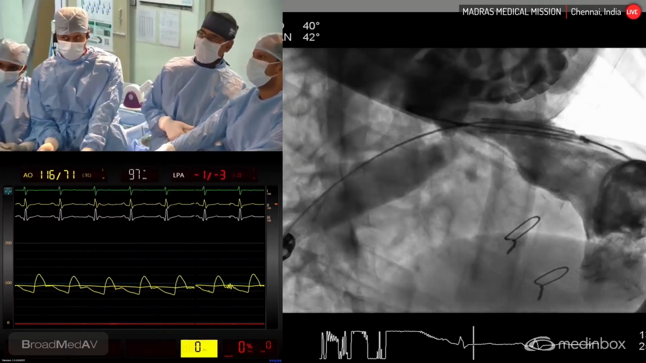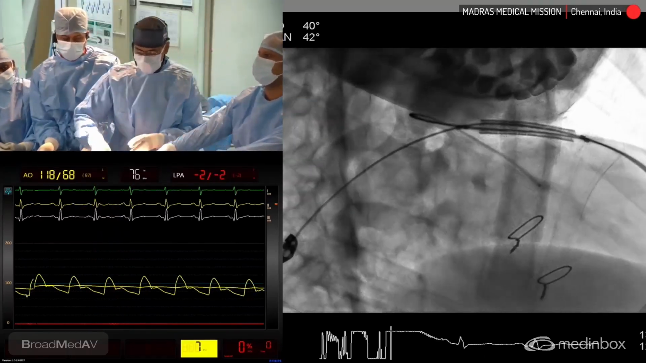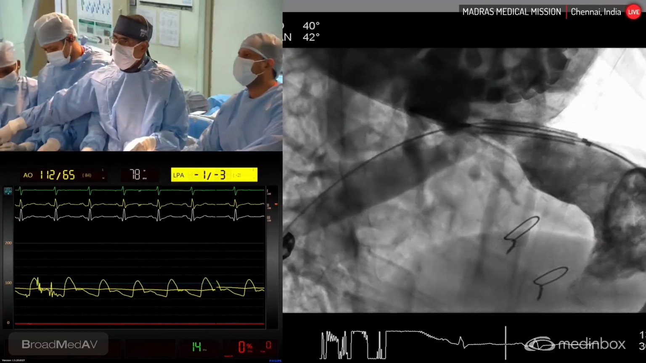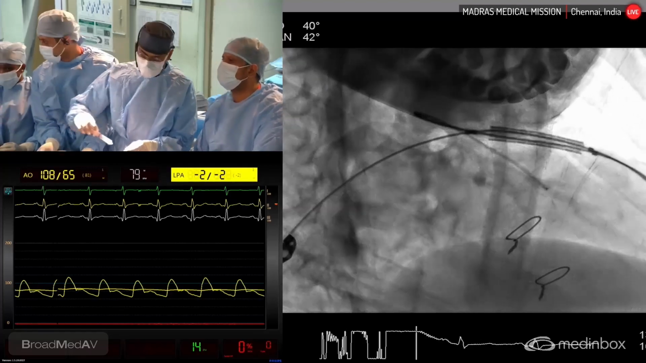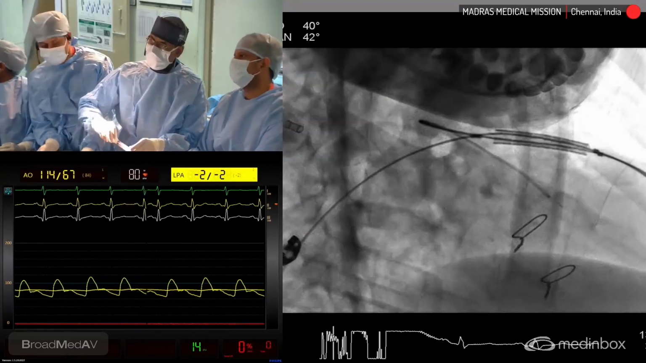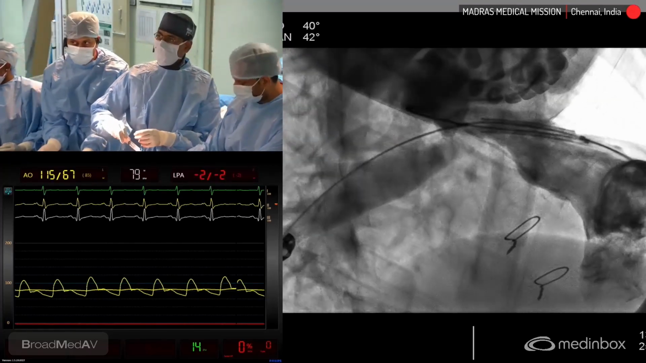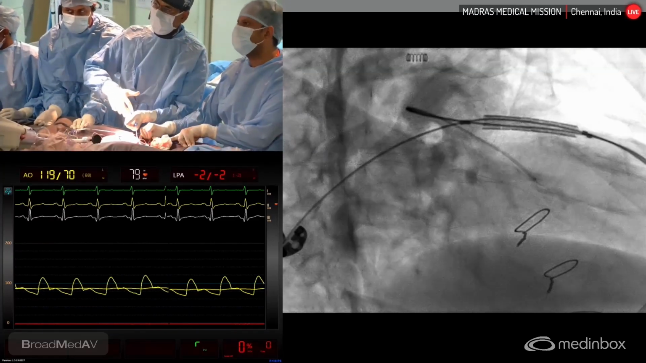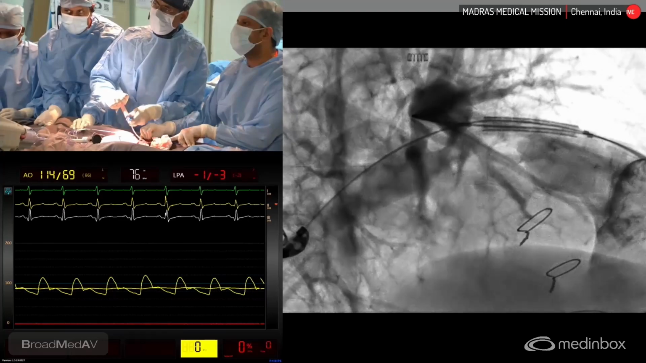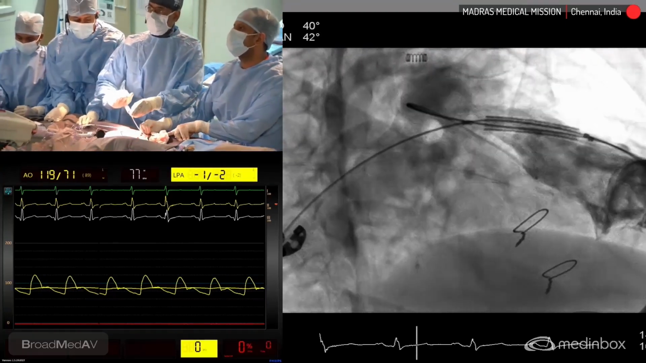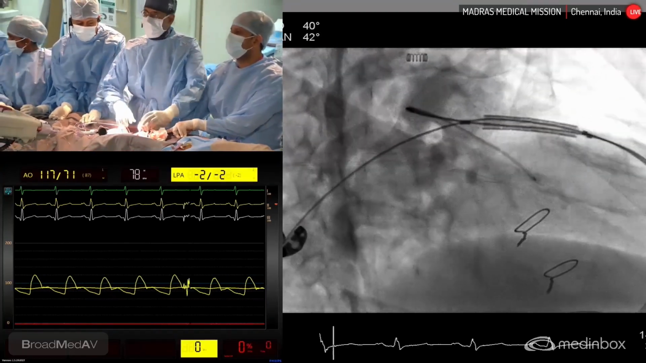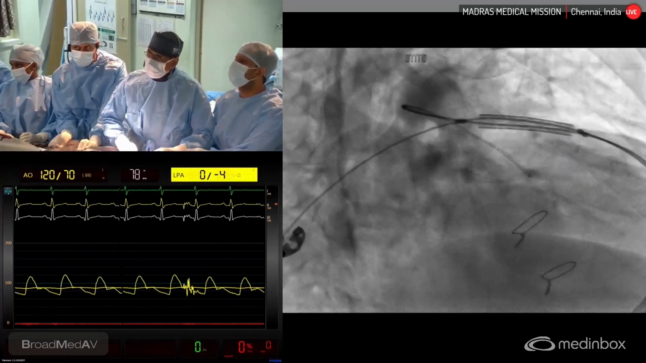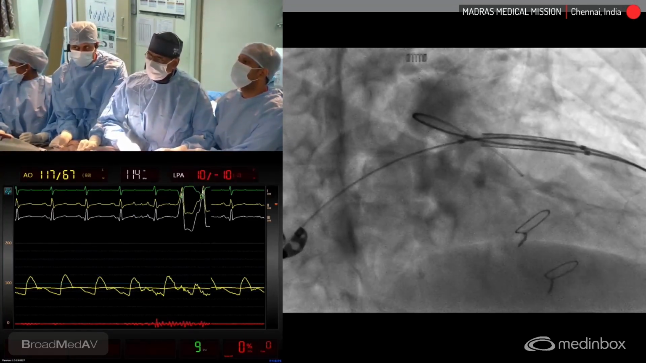We are almost on the bifurcation. If somebody can hold the head in that position, then we can recheck. More contrast. Contrast, Surya. So we are trying to find out the separation of the two pulmonary arteries. Let me try to go a little bit deeper.